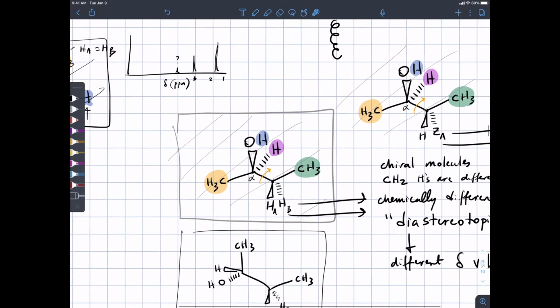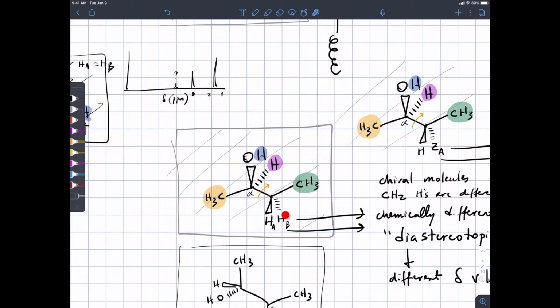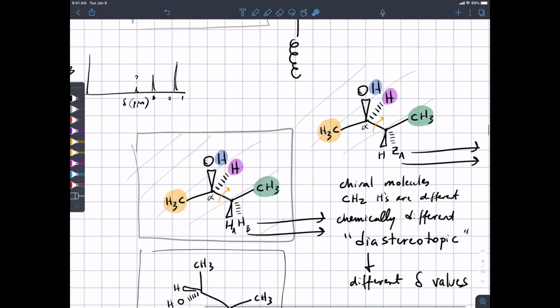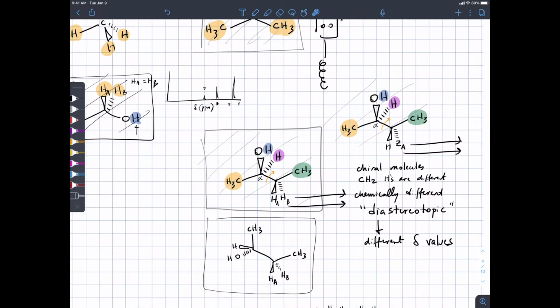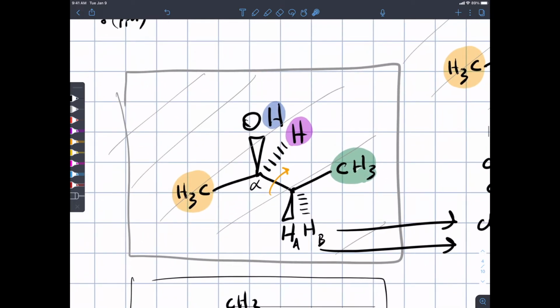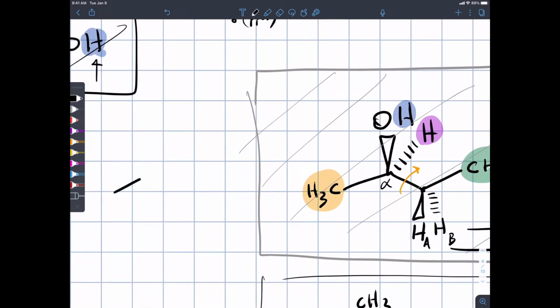Now you might say, well, what about rotation? If I rotate around that bond, can't I make proton B close to the OH group? And the answer is only sort of, because if I rotated around that bond, I could put the methyl group here, and then I would have proton B here and proton A there. So yes, now proton B is close to the OH group, but look, the methyl group's in a different place. You can't ever make those two protons equal to each other by symmetry because of the presence of this stereocenter.